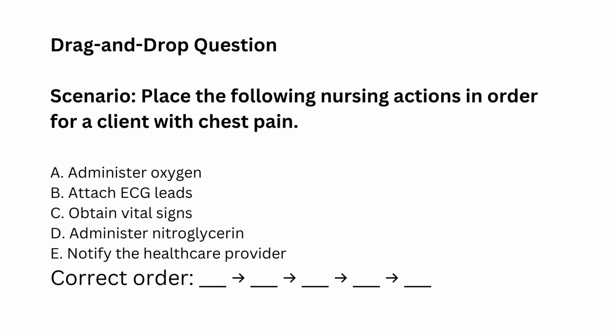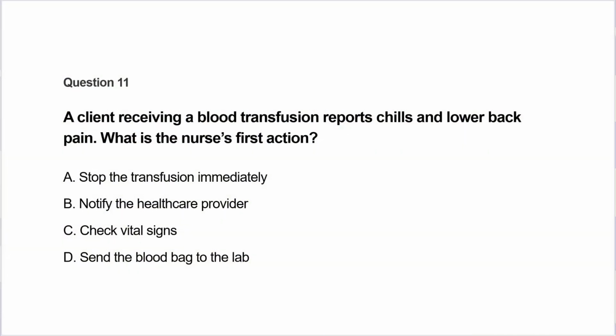Drag and drop question. Scenario. Place the following nursing actions in order for a client with chest pain. A. Administer oxygen. B. Attach ECG leads. C. Obtain vital signs. D. Administer nitroglycerin. E. Notify the healthcare provider. Correct order. Okay.